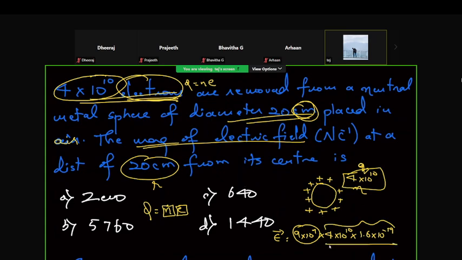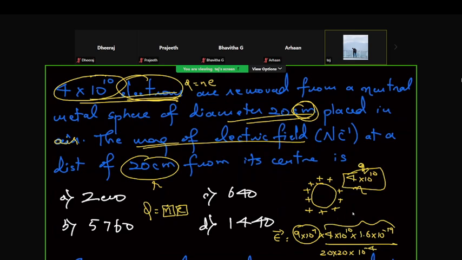R is how much? 20 centimeters. So you write 20 into 20 into 10 to the power minus 4 directly. Why? Because just now I told you, minus 2 has to be there because of meters. You'll have to square that and it becomes minus 4. So if you solve this, you'll be able to get the answer.